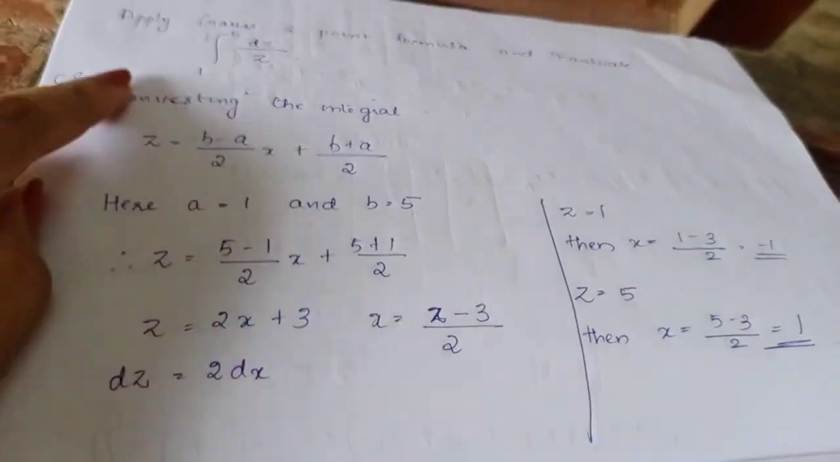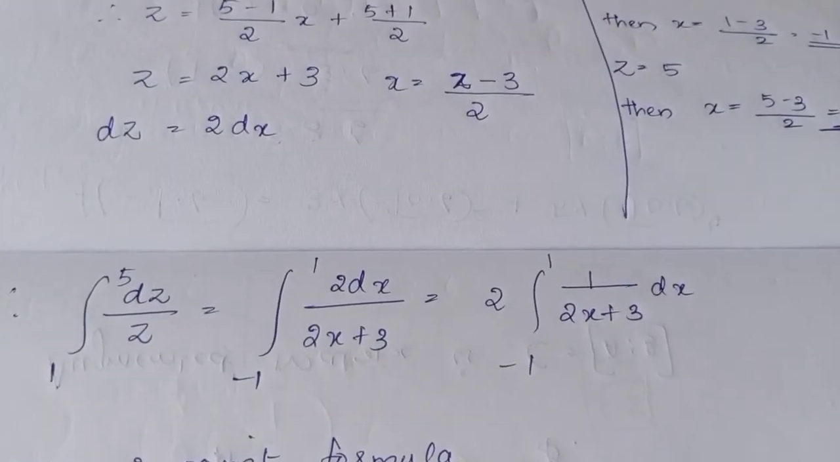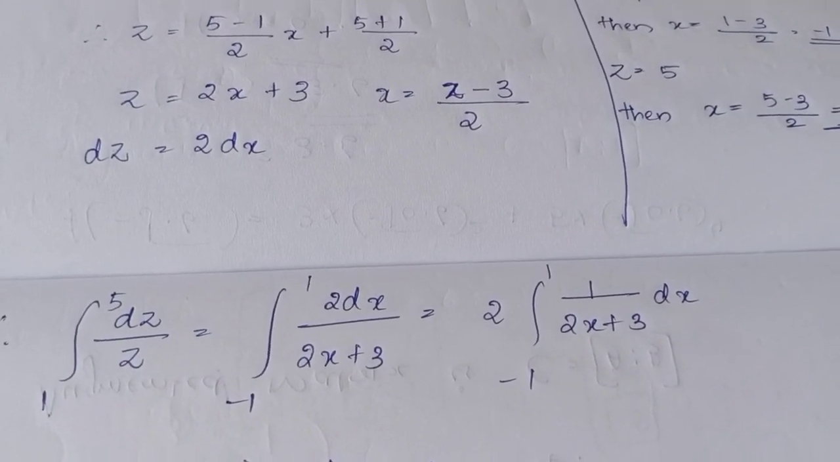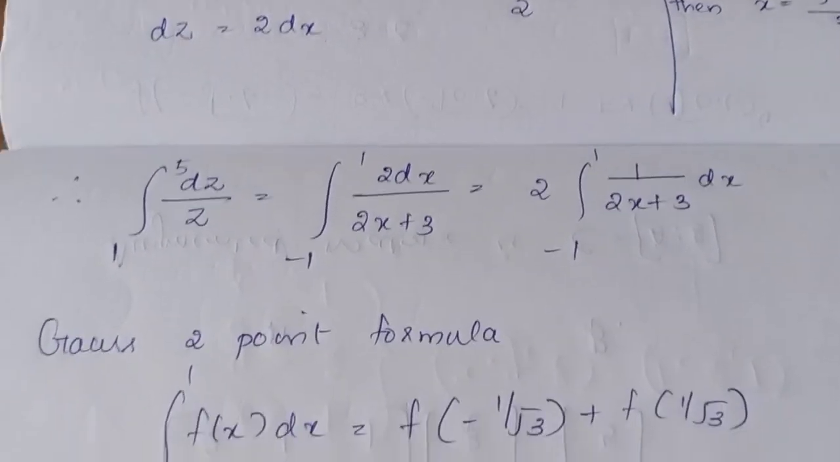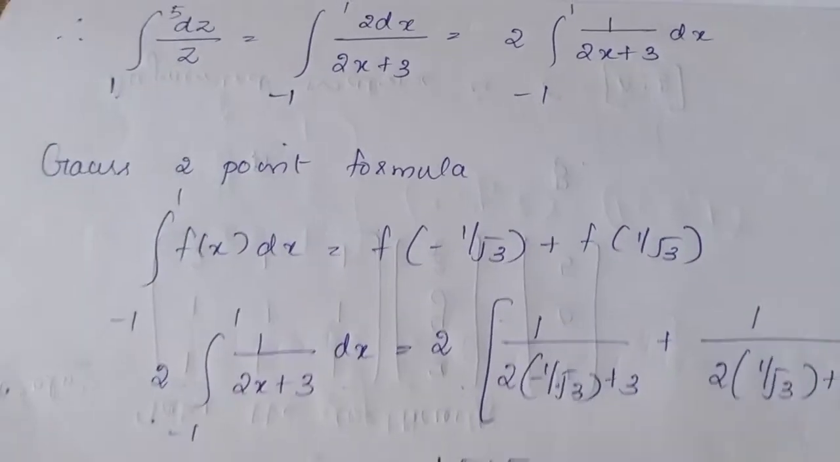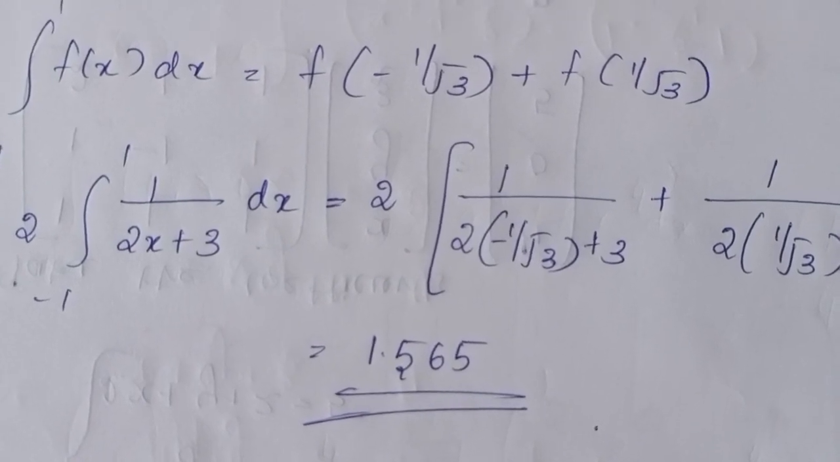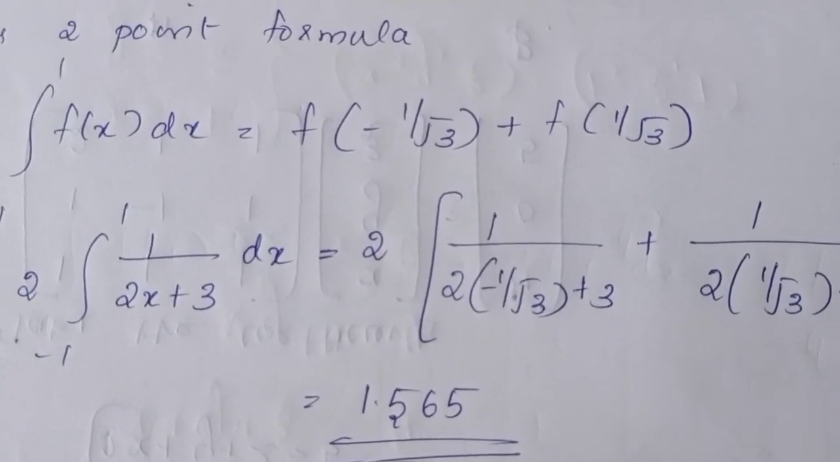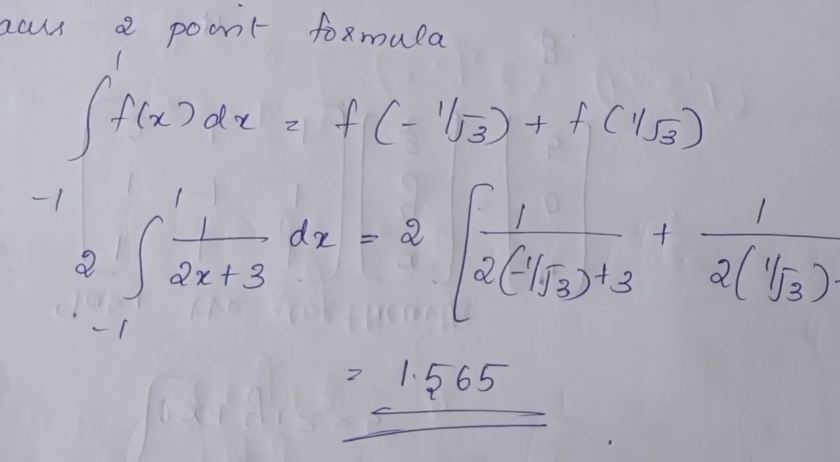Then apply this value here. We got 2dx divided by 2x plus 3. Then evaluate the equation using the formula. Finally we got the value 1.565. So this is the solution for this problem.